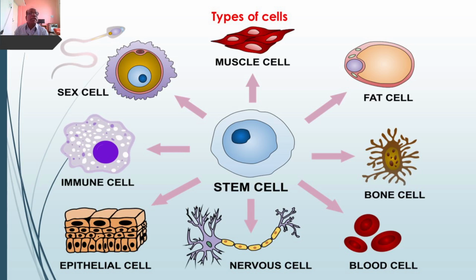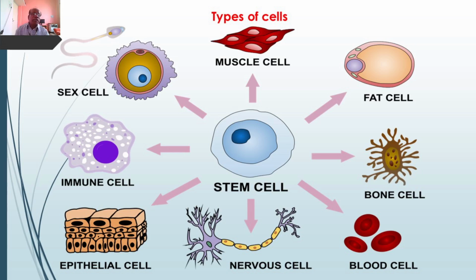Then stem cells can also be differentiated into nerve cells or neurons. Nerve cells, the nervous tissue, the neurons or nerve fibers, are responsible for the transmission of impulses or sensory stimuli from one end of the body to the other end. These are the longest cells. Nerve cells are the longest cells among all types of cells of living organisms.